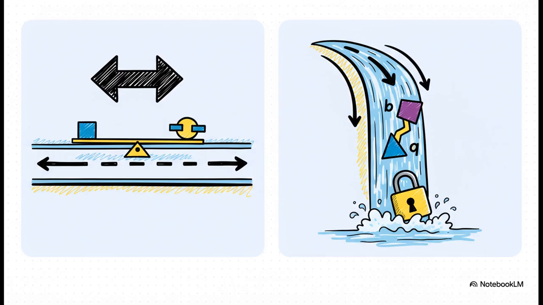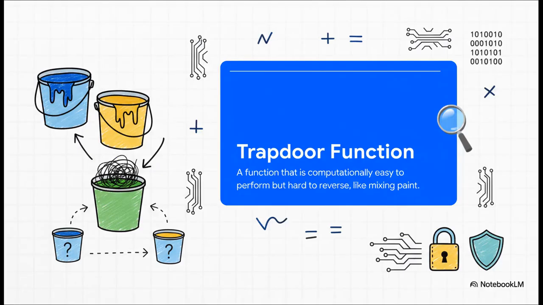See, it's really easy to take 2 giant prime numbers and multiply them together to get a new, even bigger number. But if I just give you that final huge number, trying to work backward to find the 2 original primes, yeah, that's incredibly difficult. This idea has a name. It's called a trapdoor function.